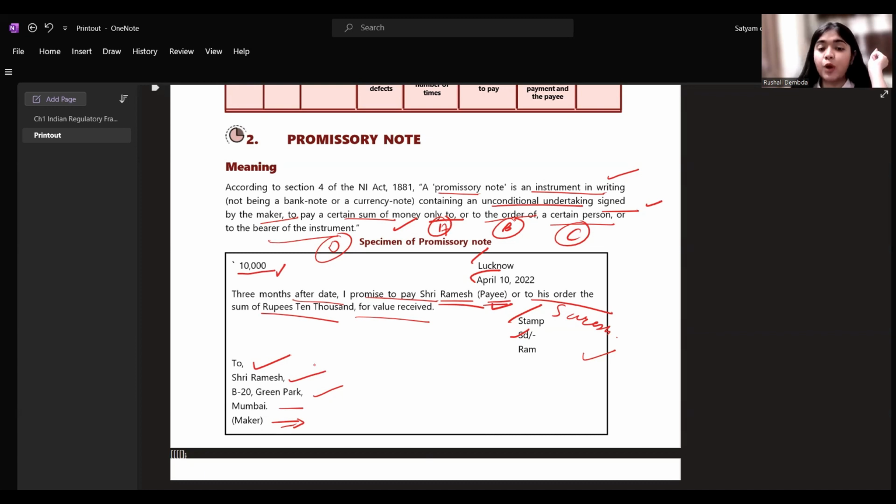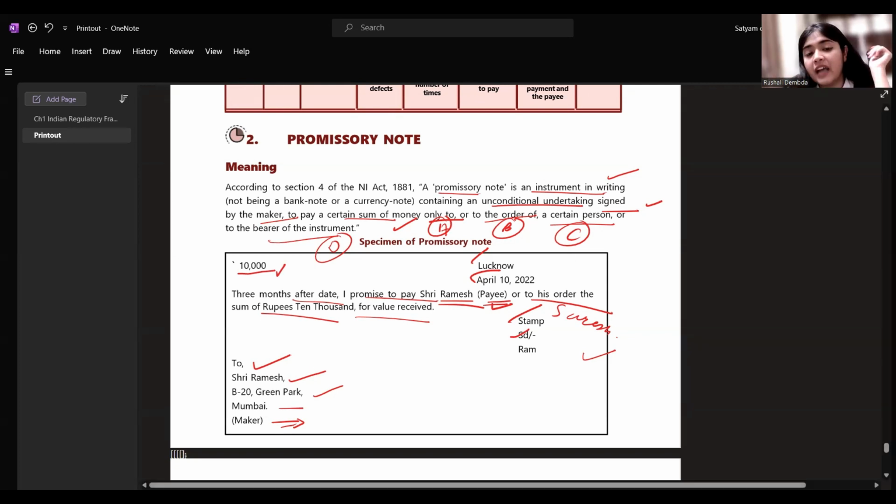Three months after date, I promise to pay Sri Ramesh, payee, or to his order the sum of rupees 10,000 for the value received. So, the maker is going to pay this amount to Sri Ramesh. Or his order, someone else. If Sri Ramesh says go and give this money to this person, then we have to do it. This is made on behalf of the person to whom we need to pay the amount.